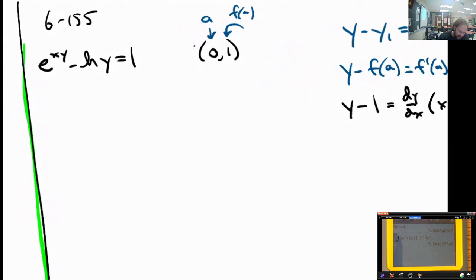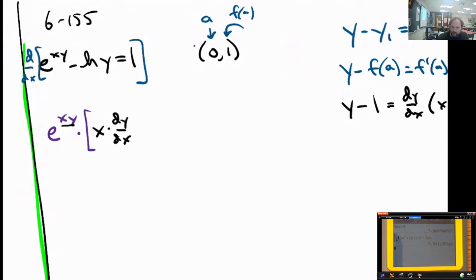The first chunk, we have to take the derivative, d dx, of this entire thing. The first chunk is the e to the xy. The derivative of e to the xy is e to the xy. But we also need to multiply by the derivative of the inside part, which in this case is the xy, right there. And that's going to require the product rule, which is the original first thing times the derivative of the second thing, x times dy dx, plus the original second thing times the derivative of the first thing, which is 1 in this problem.